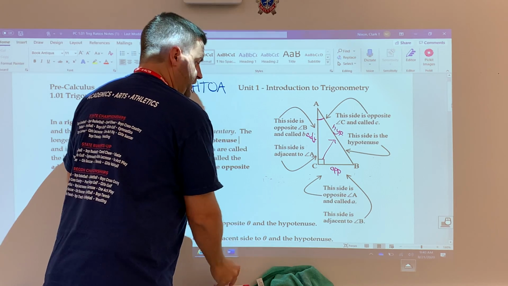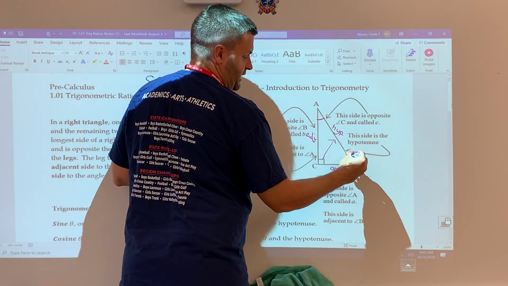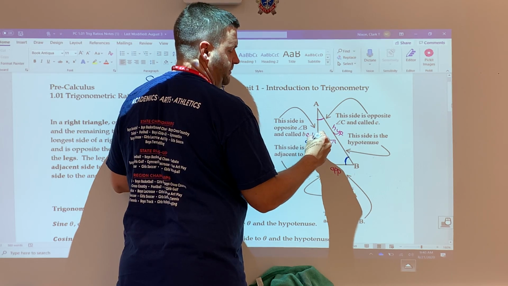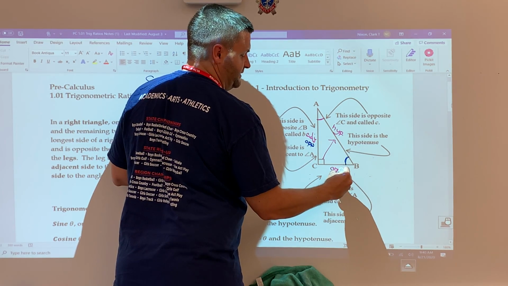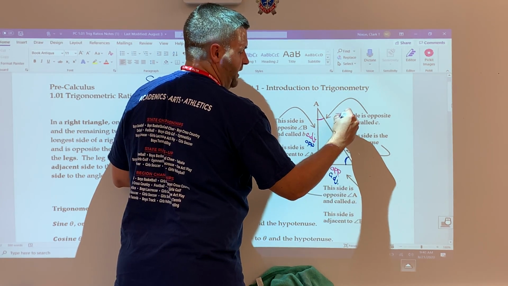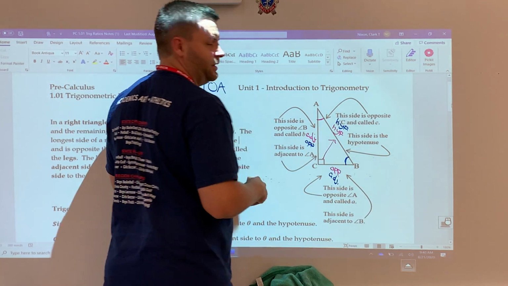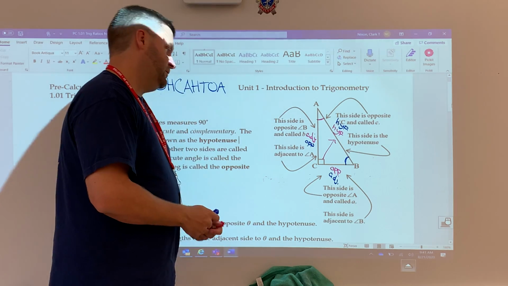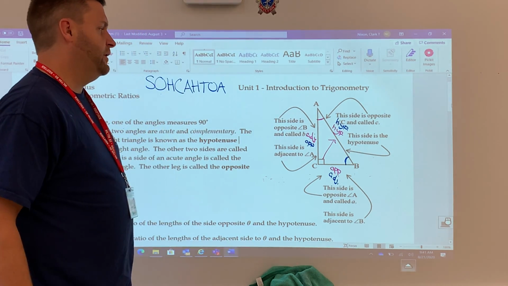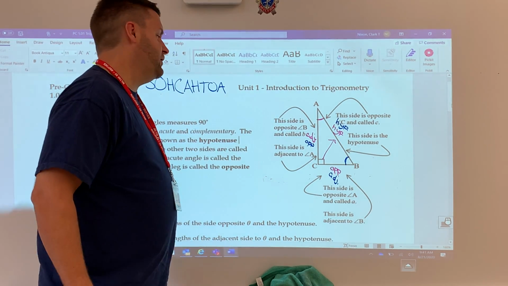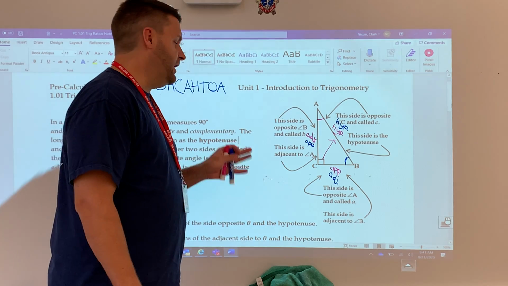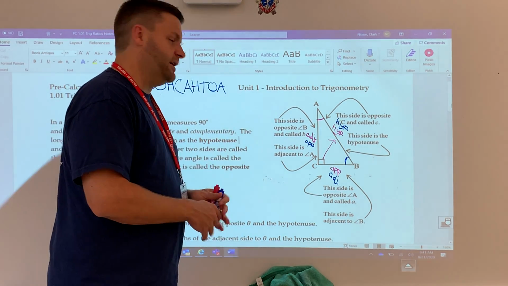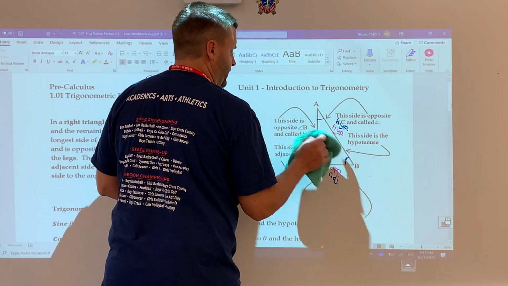Now, if we're looking at angle B though, here's my opposite side, here's my adjacent side, okay? The hypotenuse never changes. The hypotenuse never changes, okay? So that's the biggest thing you have to remember how to do. If you know how to do that, then it will be a lot easier for when we start talking about sine, cosine, tangent, solving those right now.